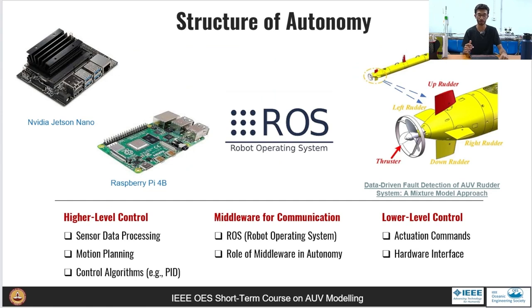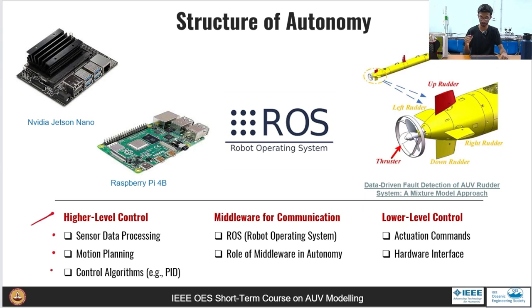Let's look at the structure of the autonomy. On the left side, you will notice you have the higher level controls. These will include some microprocessor boards such as the NVIDIA Jetson Nano or the Raspberry Pi. These processors will mainly contain the codes or the higher level autonomy controls which will carry out the tasks such as sensor data processing, motion planning and control algorithms.